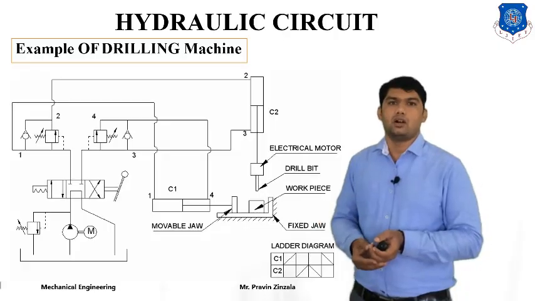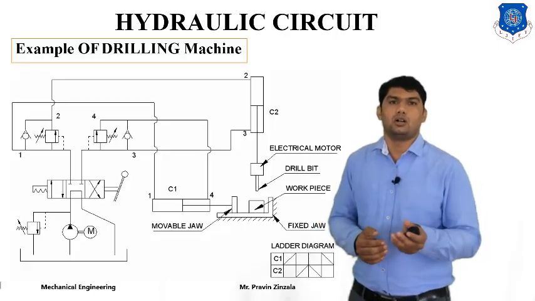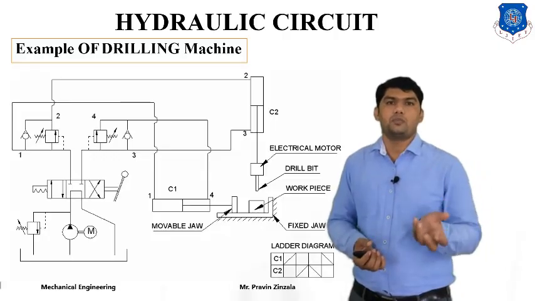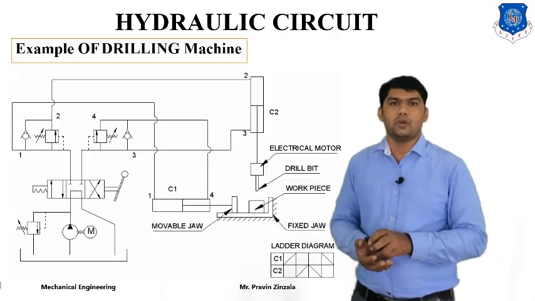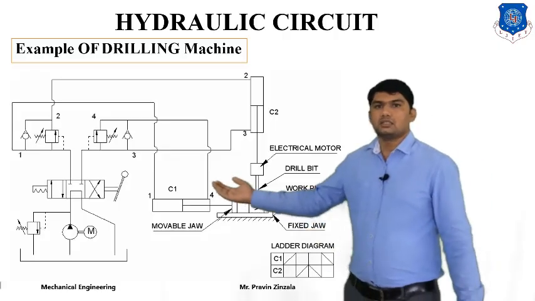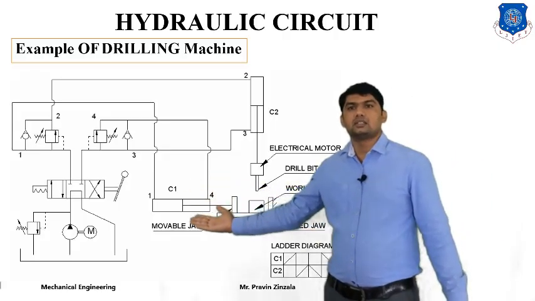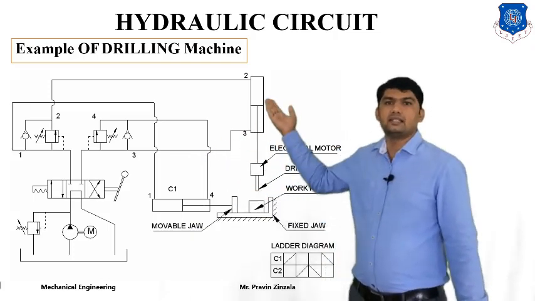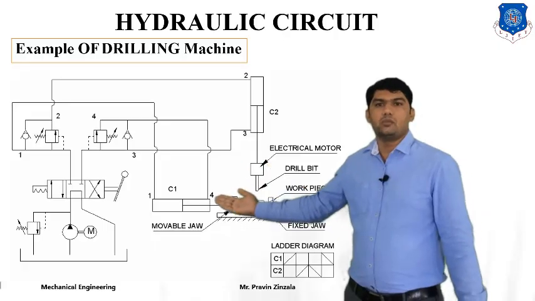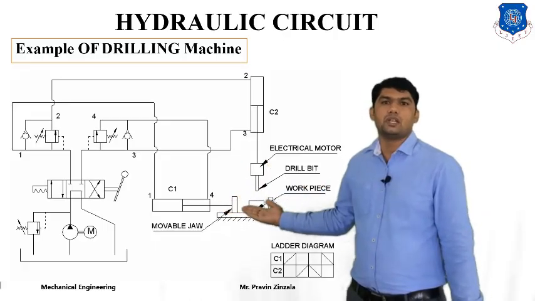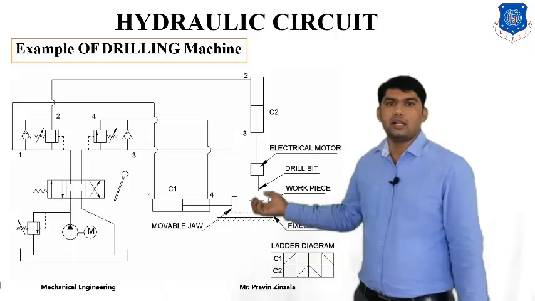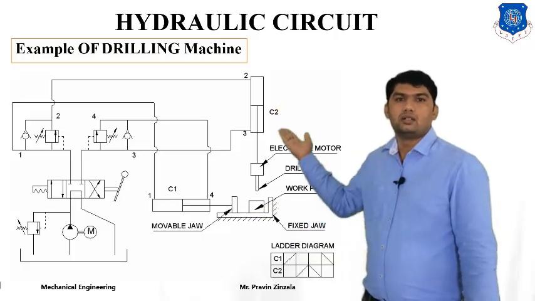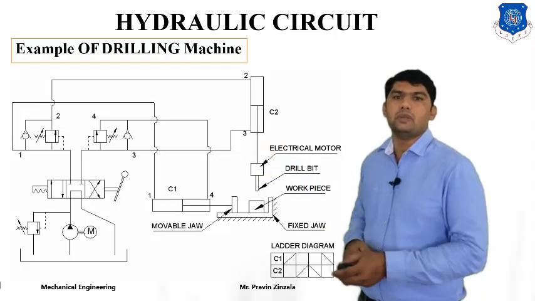Automatic drilling operation. We can also operate an automatic drill, which means it will automatically drill a particular component. This is the 4/3 direction control valve, this is the power pack, and these are the 2 cylinders, cylinder number 1 and cylinder number 2. Cylinder number 1 will be connected to the object which is required for drilling, and cylinder number 2 will be connected to our drilling machine with the drill bit.